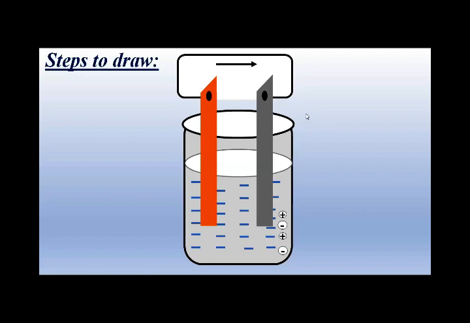Okay. After it, you will draw some small circles with positive and negative signs. You will draw some small circles like that in the bottom of the beaker. We will draw small circles with positive and negative signs.